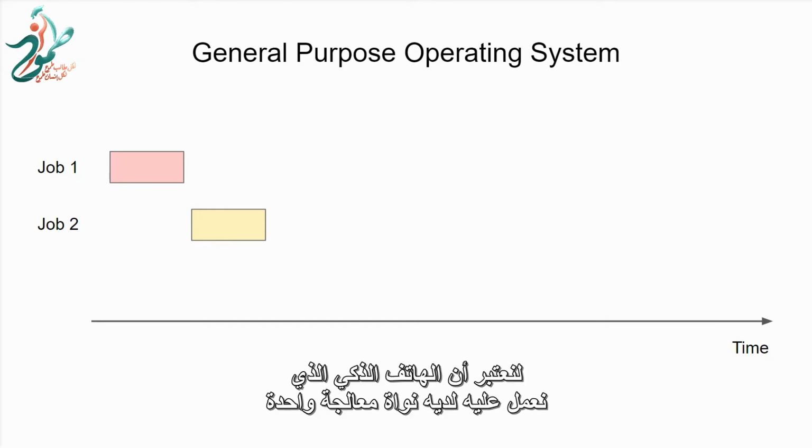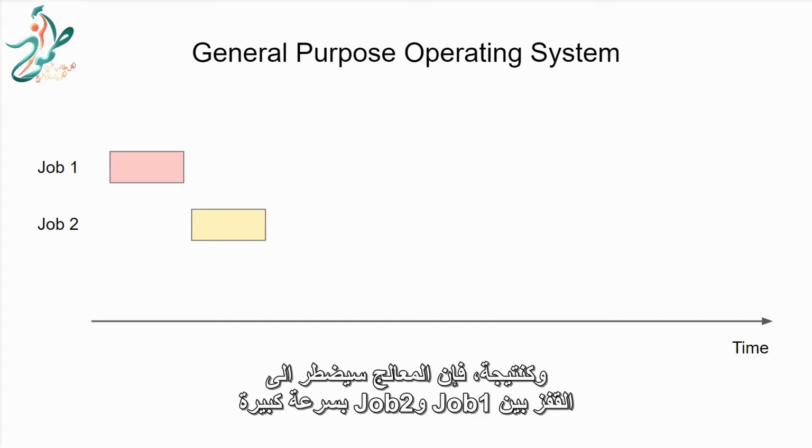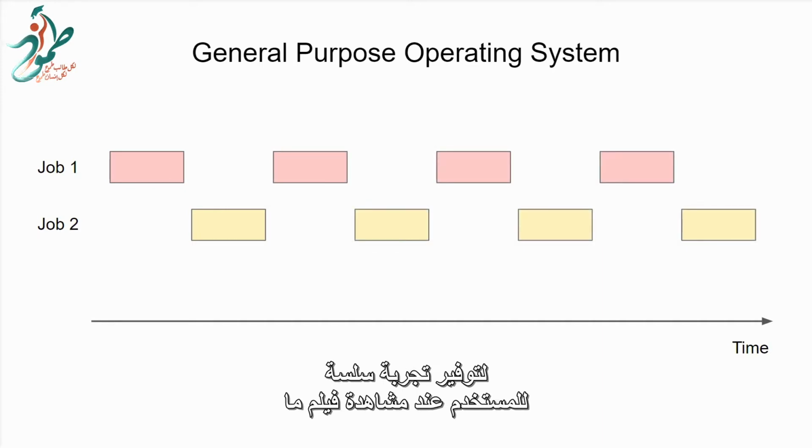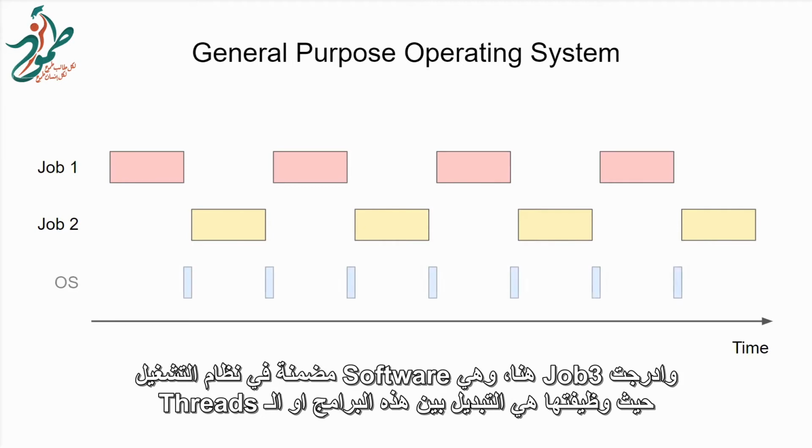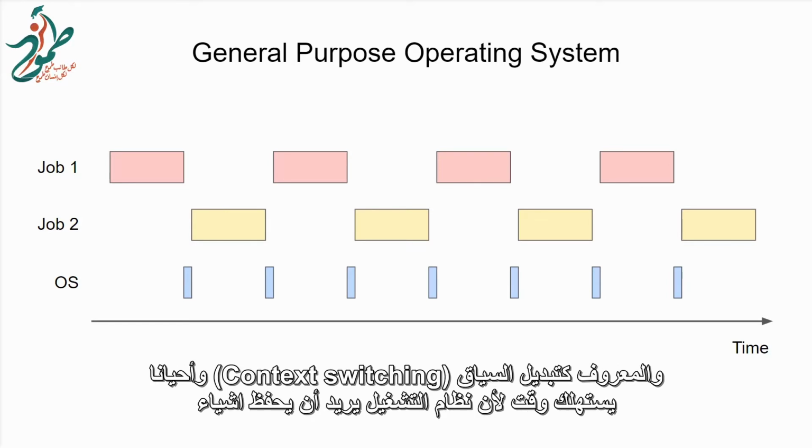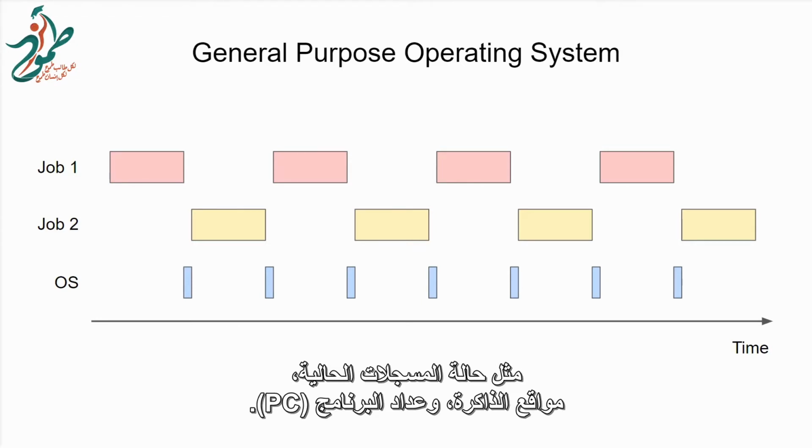Let's also assume that our smartphone here has only one processor core available. As a result, the processor will need to jump between Job 1 and Job 2 fairly quickly to give the user a seamless experience while watching a movie. I've listed a third job here, which is the underlying software in the operating system, whose job is to swap between these programs or threads. This is known as context switching, and it can sometimes be time-consuming, as the operating system needs to save things like the current register states, memory locations, and the program counter.